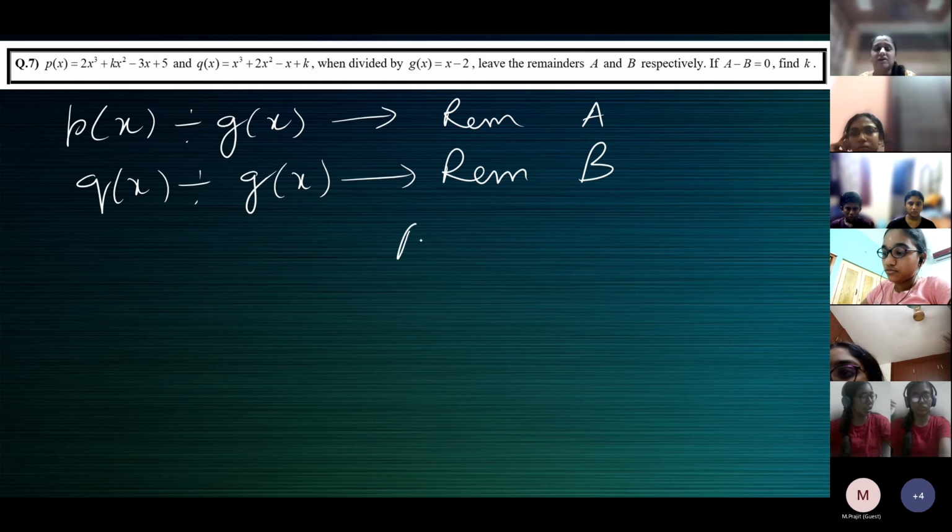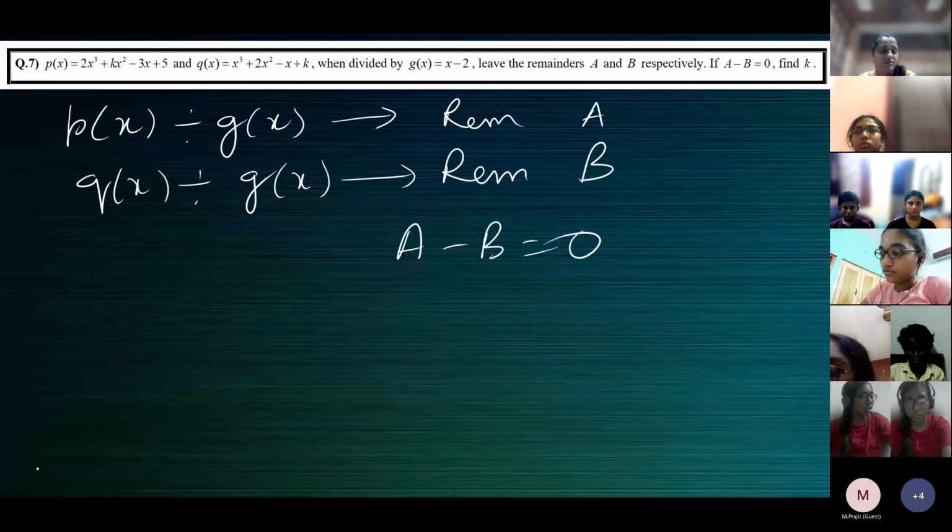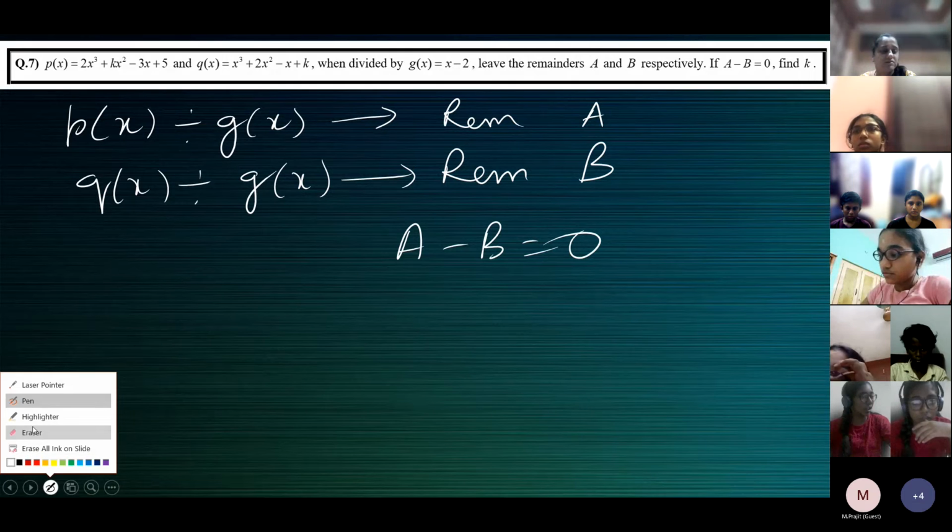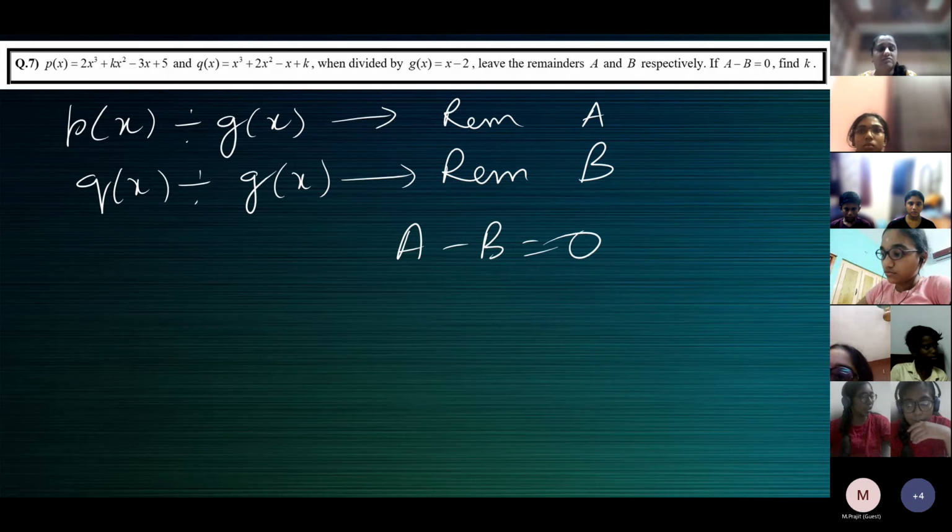And we are given another condition. If A minus B is 0, find the value of K. Where is K? See, K is here.